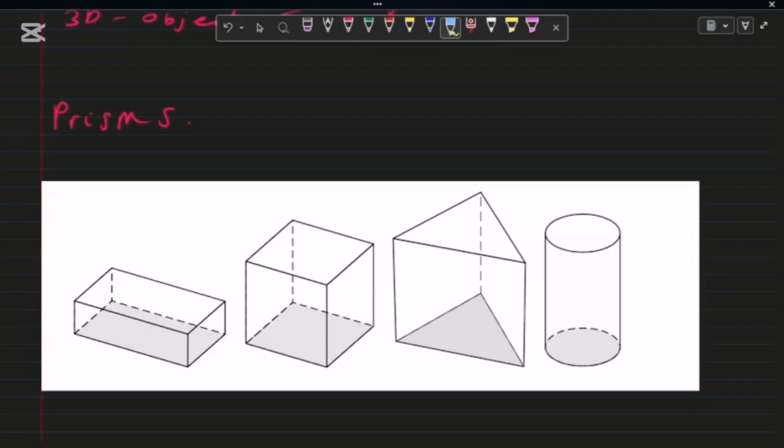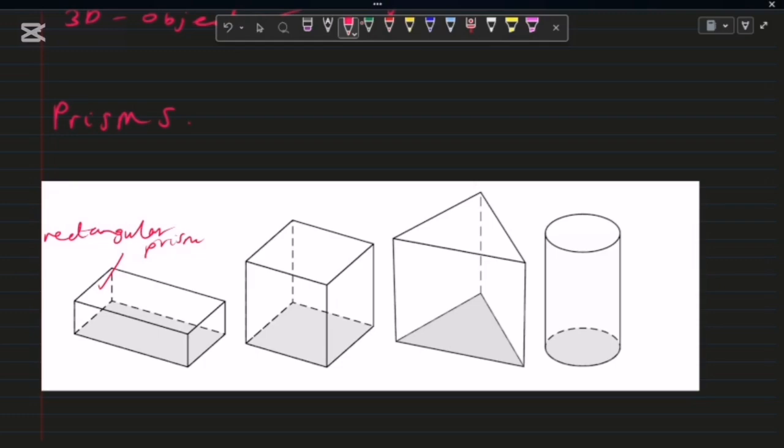Now, before we talk about the total surface area and the volume of these prisms, let's just look at the naming. How do we name these? Now, this one is named based on the base. So this will be a rectangular prism. Why rectangular prism? Because the base is a rectangle.